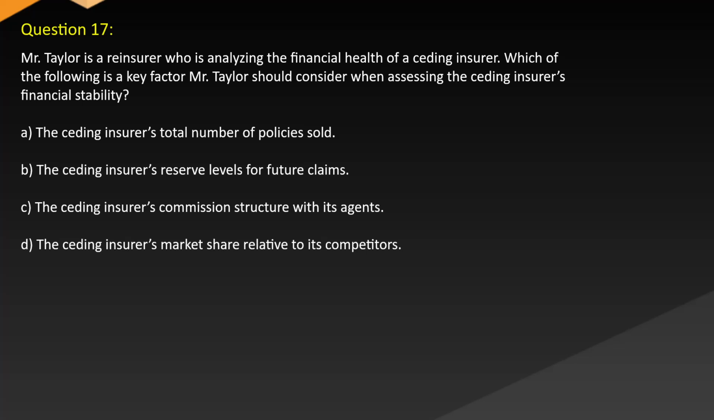Question 17. Mr. Taylor is a reinsurer who is analyzing the financial health of a ceding insurer. Which of the following is a key factor Mr. Taylor should consider when assessing the ceding insurer's financial stability? A. The ceding insurer's total number of policies sold. B. The ceding insurer's reserve levels for future claims. C. The ceding insurer's commission structure with its agents. D. The ceding insurer's market share relative to its competitors.